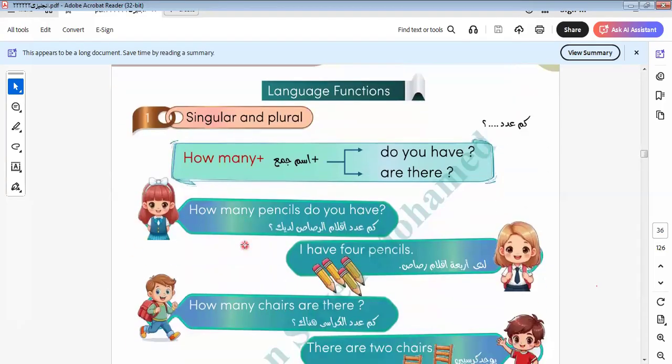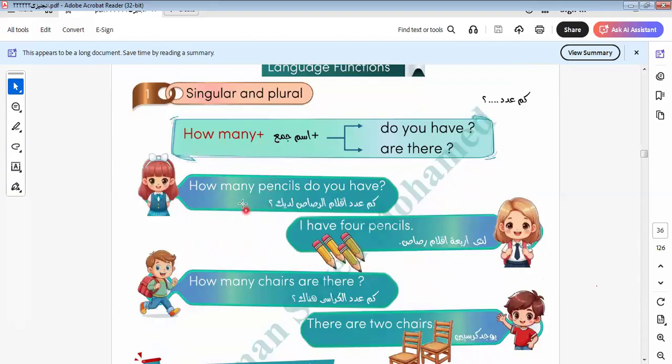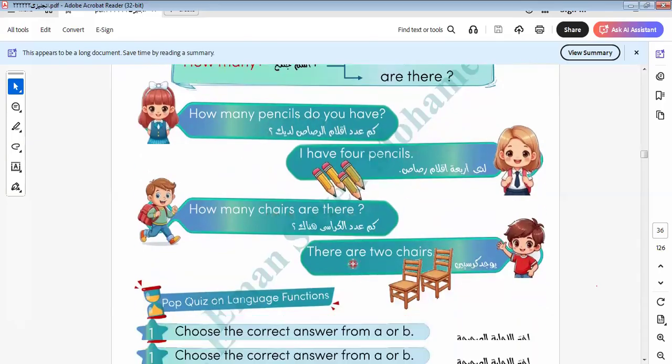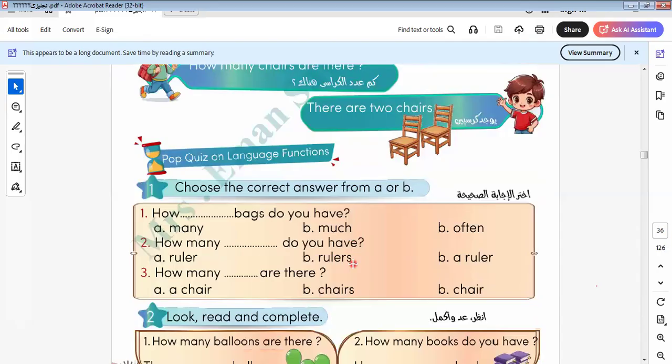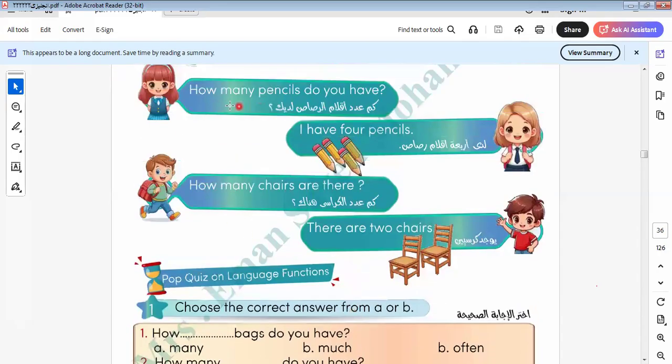Okay. Let's go to another item here in this unit. When we talk about numbers or ask about numbers, we use how many. We say how many pencils do you have, or how many chairs are there. This is the rule. You must know it: when we ask about numbers, we use how many. To ask about what? To ask about numbers.